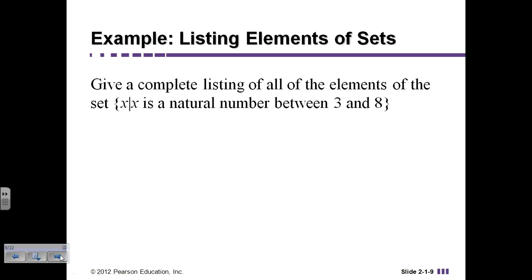So here's an example. Give a complete listing of all of the elements of the set x such that x is a natural number between 3 and 8. So it's very important to pay attention to the wording. Natural numbers means it has to start at 1 and it has to be an integral, in other words, no decimals. And between means that it cannot include the 3 and the 8. So it has to be the numbers between 3 and 8. So numbers that are between 3 and 8 are 4, 5, 6, and 7. All of those are integrals, and all of those are natural numbers. So that is our solution.